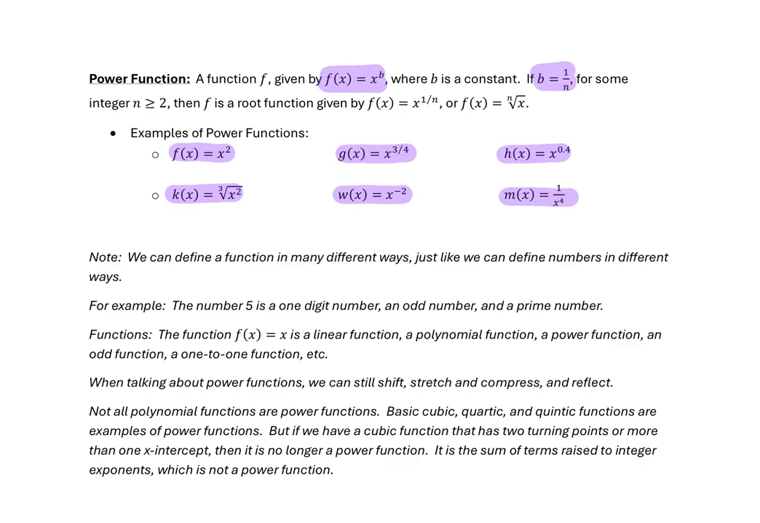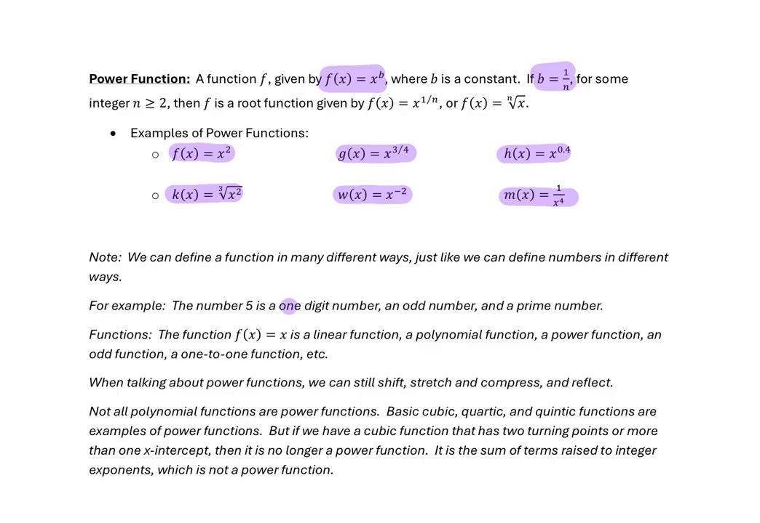Basic rational functions, for instance, like 1 over x to the 4th. This is a power function because I can rewrite this as x to the negative 4. And so negative exponents, remember, are reciprocals, and fractional exponents are roots, okay? And so why do we do this? Well, it's partially because we can. We can define a function in many different ways, just like we can define numbers in different ways. For instance, if we look at the number 5, there are lots of ways that we can categorize this.